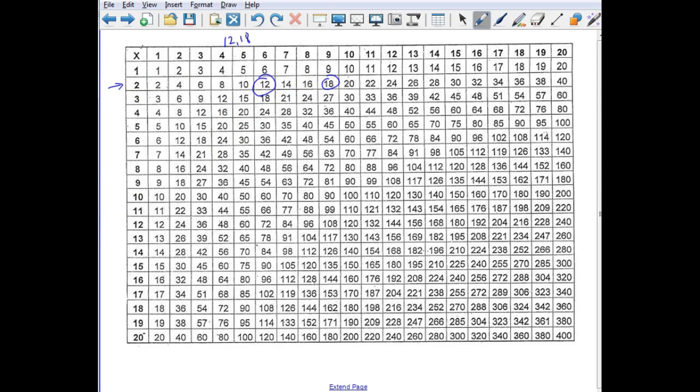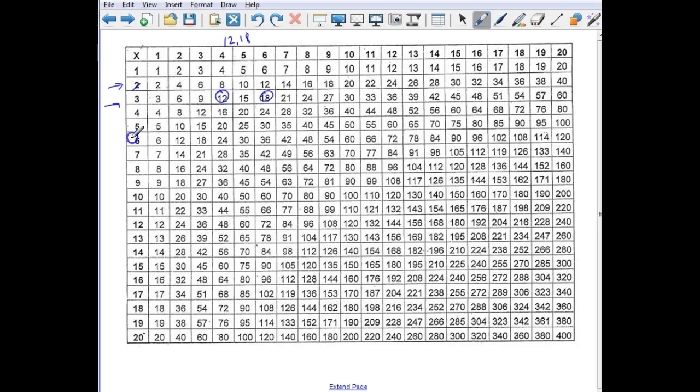So that might be the answer, but we want to know, is that the greatest common factor? And I think if we look a little further, or you might know, hopefully you just know, but if you don't know, you can use this for help. Let's try this row right here, 3, 3, 6, 9, 12. That's got 12 and 18. Okay, so that's a greater factor than 2, so it's not 2.